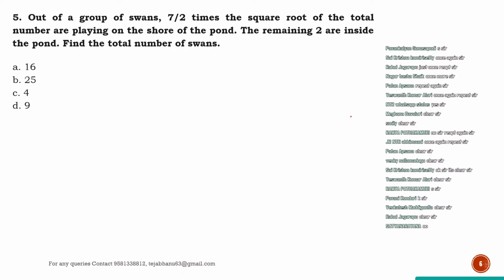Next question. Out of a group of swans, 7/2 times the square root of the total number are playing on the shore of a pond.